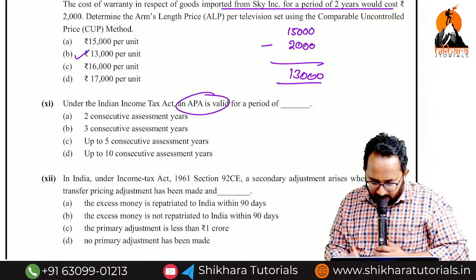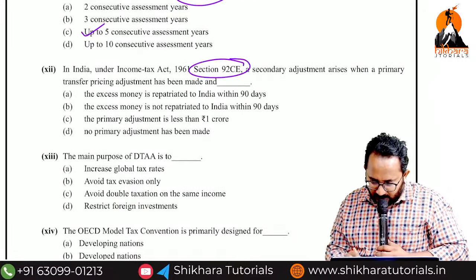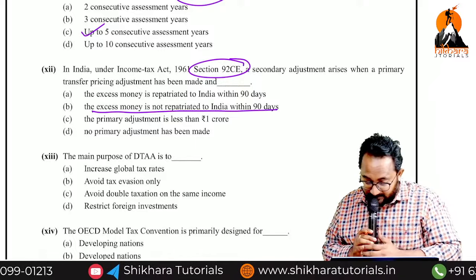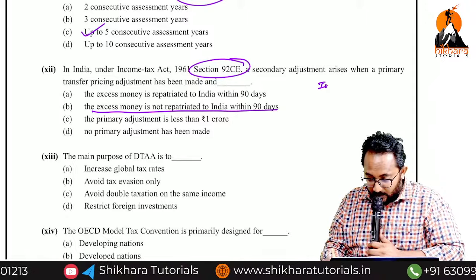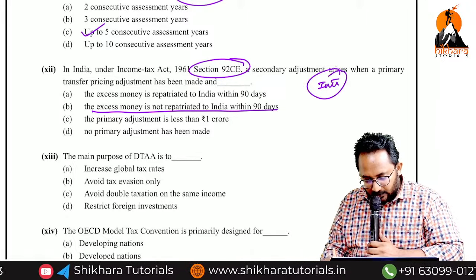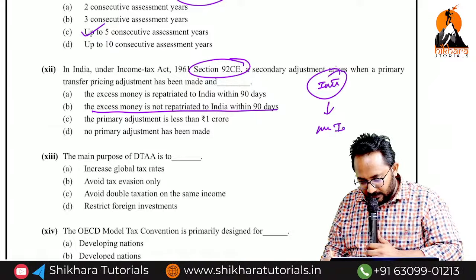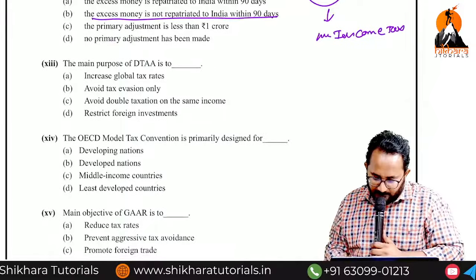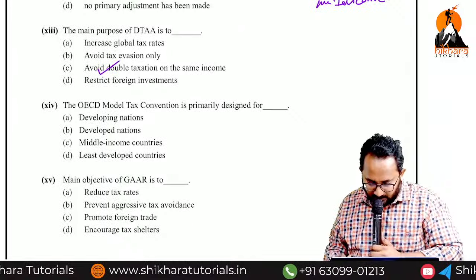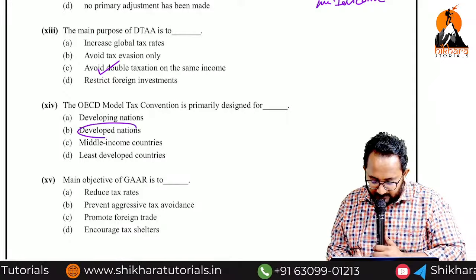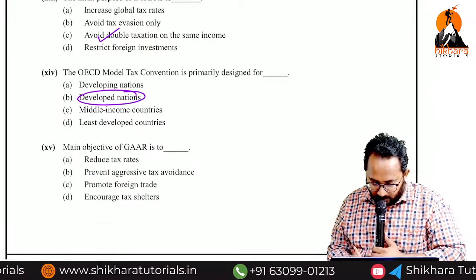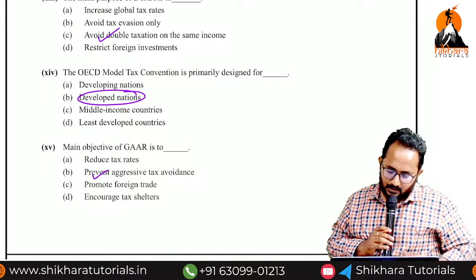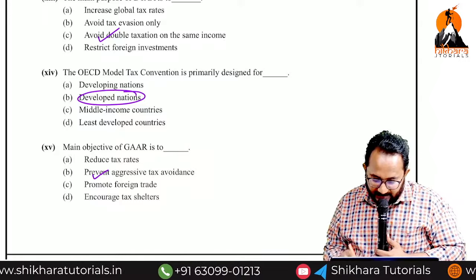Now APA is valid for how many years? 5 years. Section 92CE: if the amount is not repatriated within 90 days, then we have to do the secondary adjustment, meaning we have to calculate the interest. In order to escape this interest, you have to pay the additional income tax. Next, the main purpose of DTAA is to avoid double taxation of the same income. The OECD model was created for developed nations. The objective of GAAR is to prevent aggressive tax avoidance. Which model is for developing nations? UN model.